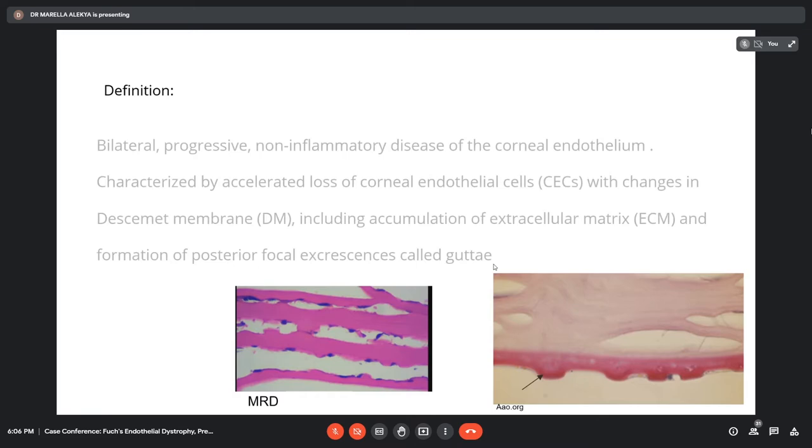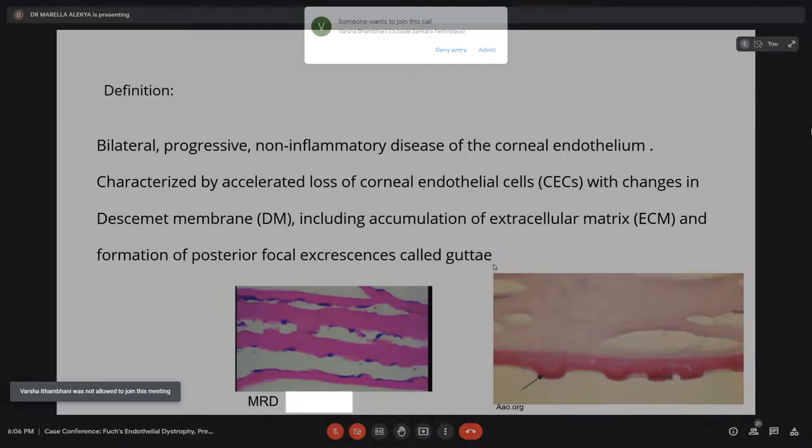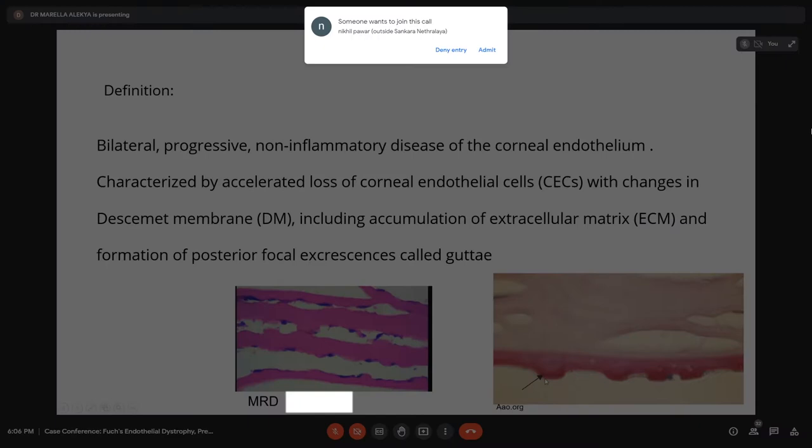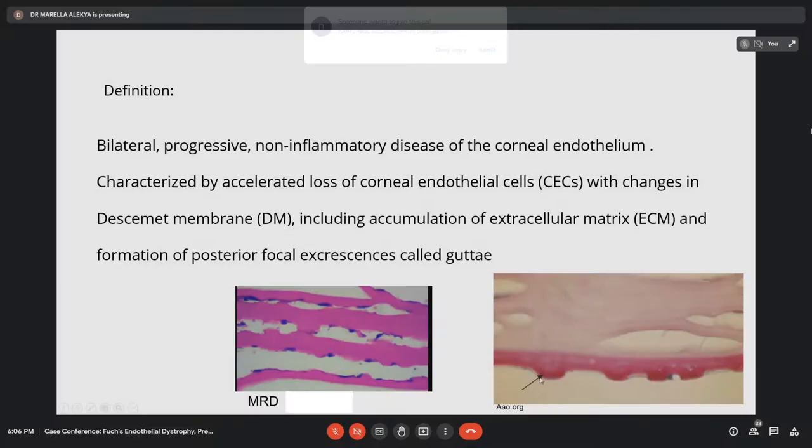It's a bilateral progressive non-inflammatory disease of corneal endothelium characterized by accelerated loss of corneal endothelial cells and formation of posterior excrescences called guttae. In this left picture, we can see thickening of Descemet's membrane and excrescences called guttae. And this is a histopathological section of one of our Fuchs patients who underwent DMEK, showing guttae and a loss of endothelial cells. Coming to epidemiology and genetics, it shows autosomal dominant inheritance.